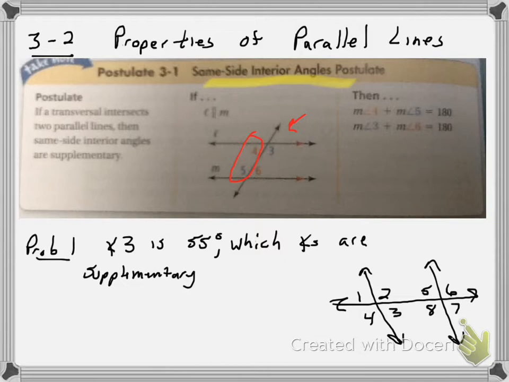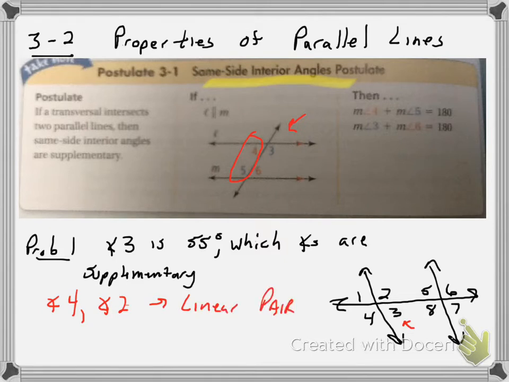So angle 3 is 55 degrees. So this one right there, 55 degrees. Which angles are supplementary to angle 3? Well, supplementary is equal to 180 degrees. So any angles that form a line with angle 3 would be supplementary. So angle 4 and angle 2, because they're what we call linear pairs.